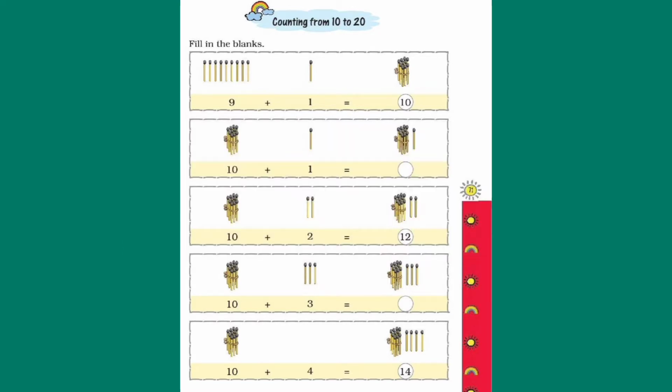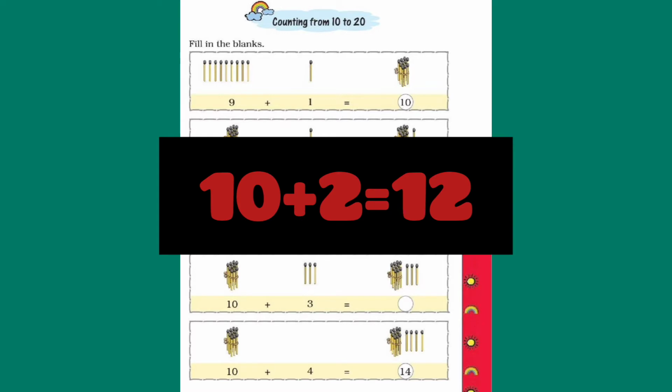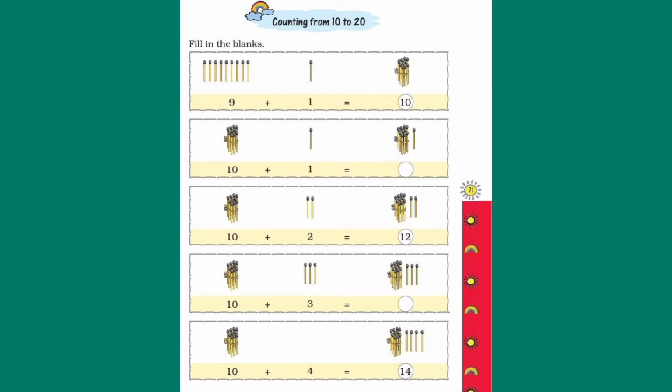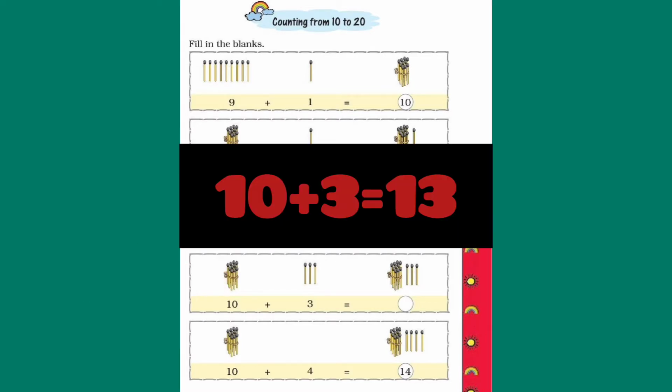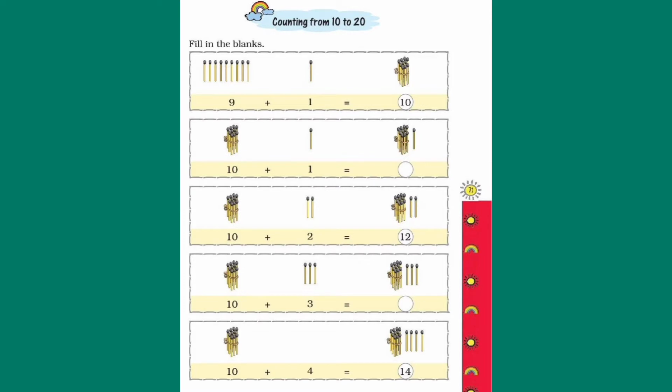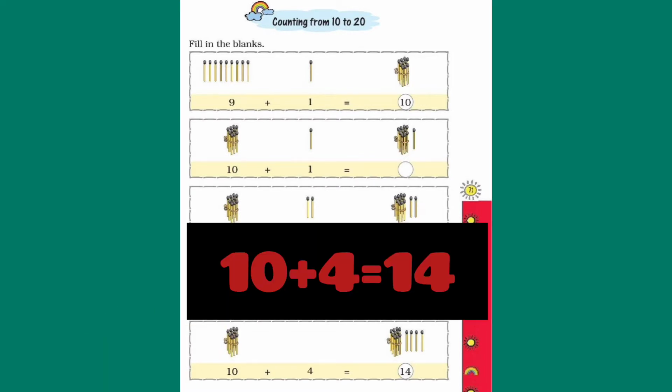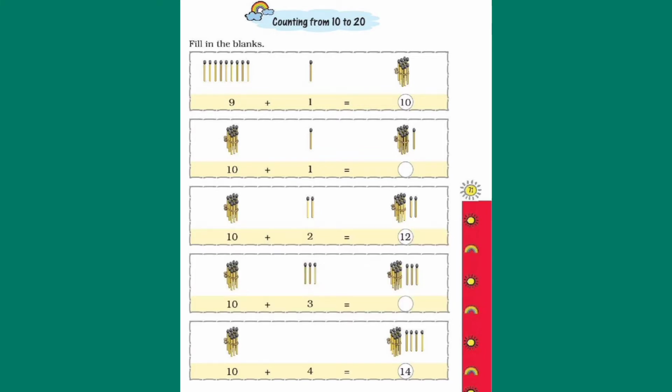Then next again one bundle of 10 matchsticks has been made here. Plus we have to add 2 more matchsticks to the bundle of 10 matchsticks. 10 plus 2 is equals to 12. Then again 10 plus 3 is equals to 13. Then 10 plus 4 is equals to 14. Like this you have to add.